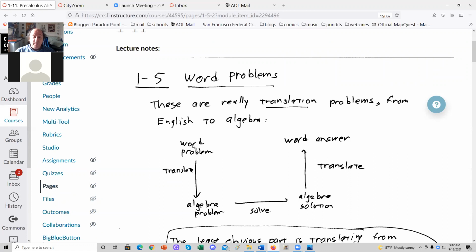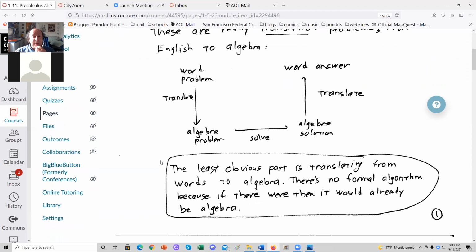You start with a word problem. You translate to an algebra problem. You solve by various mechanical means, you get a solution, and you translate relatively easily back to a word answer. The hardest part is the first translation, and it's the one which the book very rarely goes into. The problem is that words are in English, and algebra is in algebra, and they're two very different languages, indeed very different kinds of languages.